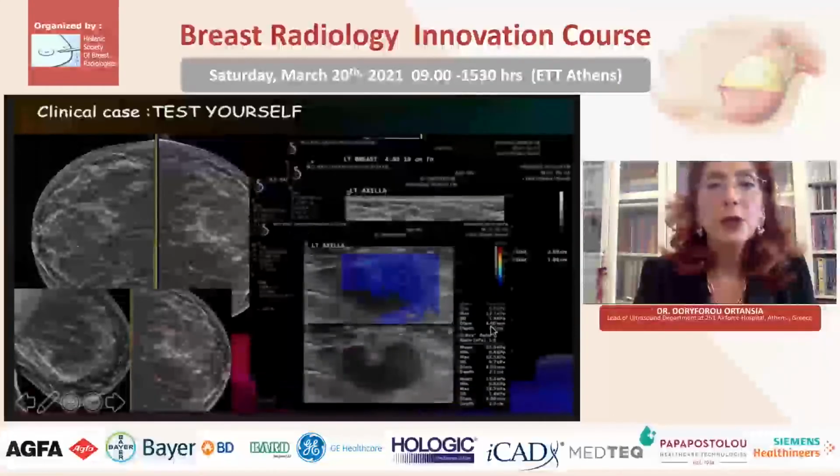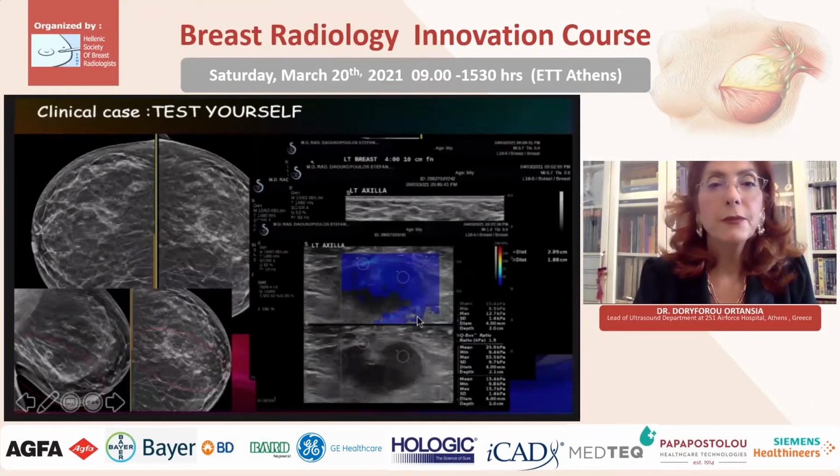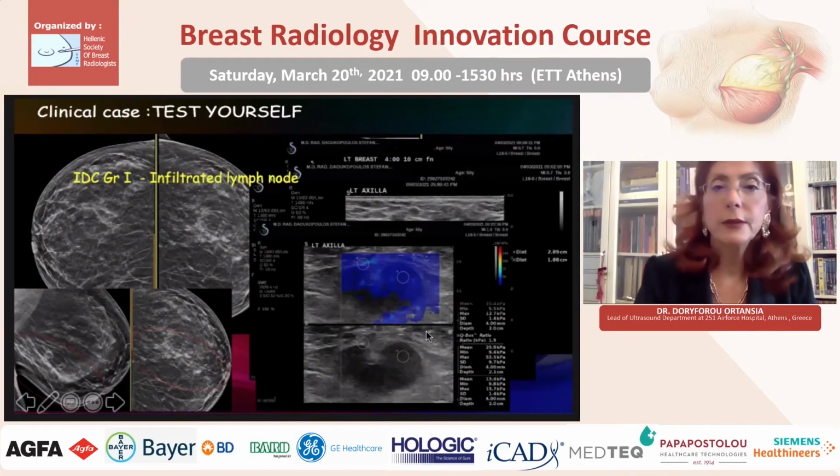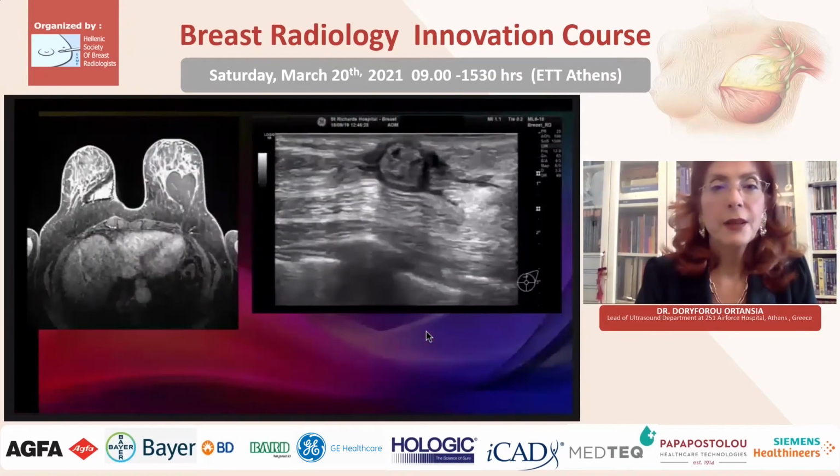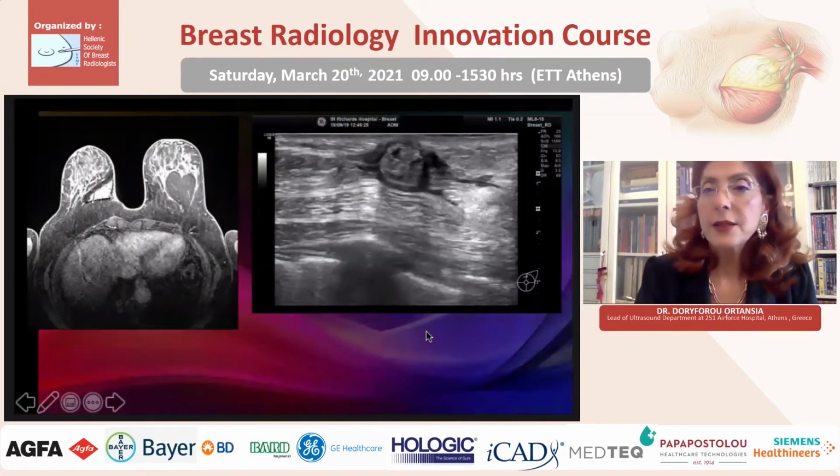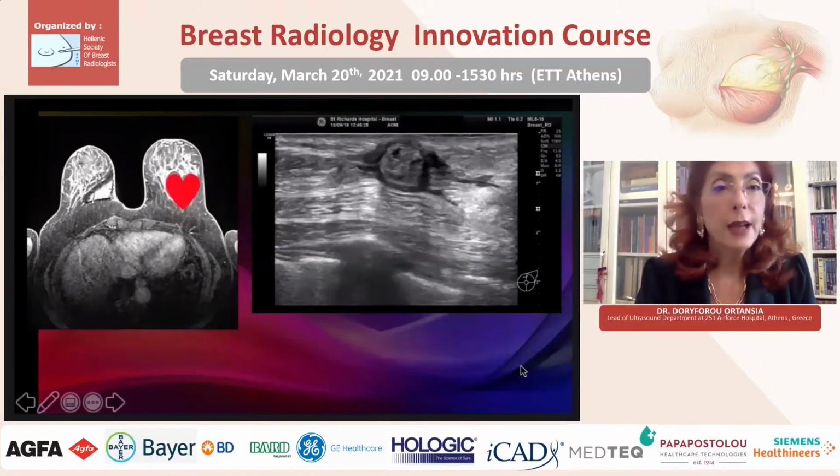The lymph node is also assessed by shear wave. And it was an infiltrated lymph node in a grade 1 invasive cancer. So at last, the combination of modalities and ultrasound adjunct tools can lead to images for safe diagnosis.